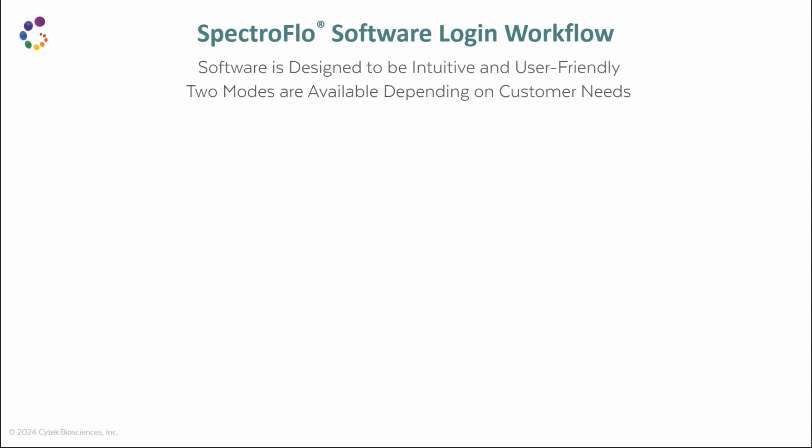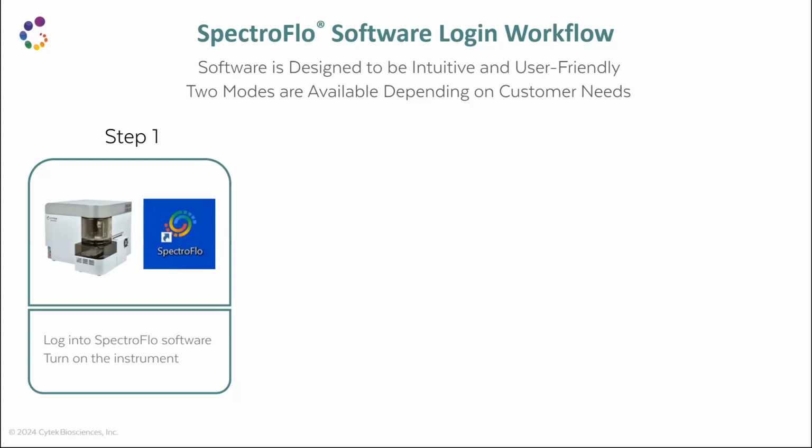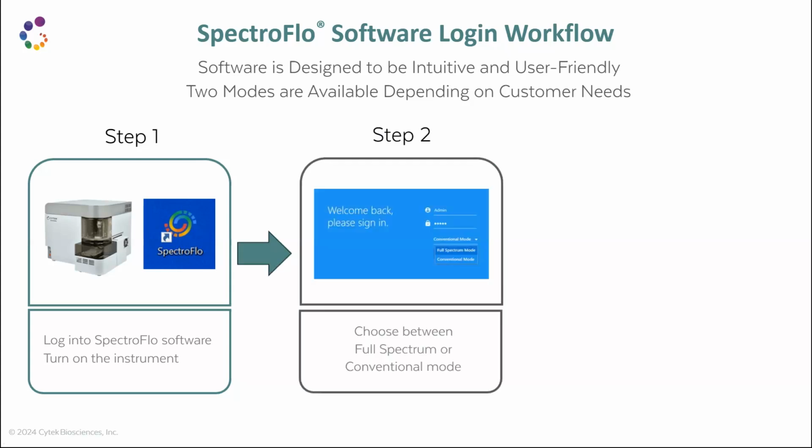Now you know that 2 modes are going to be available depending on your needs and your application. So the first thing you would do if you want to use the system is to turn on the unit and log in to SpectroFlow. Once you log in to SpectroFlow, if you're a customer, you have seen this blue landing page that allows you to put in your credentials. Once you upload a new version of the software, you will see 2 modes.